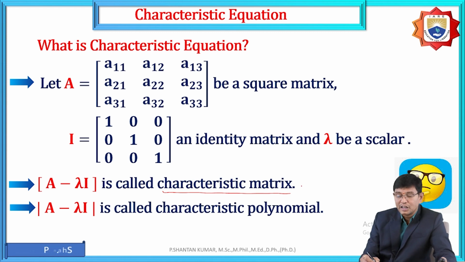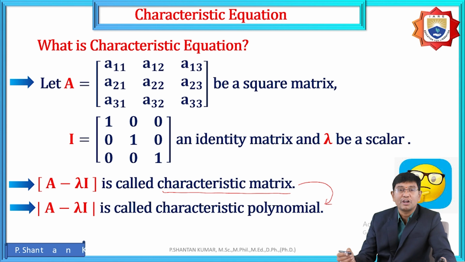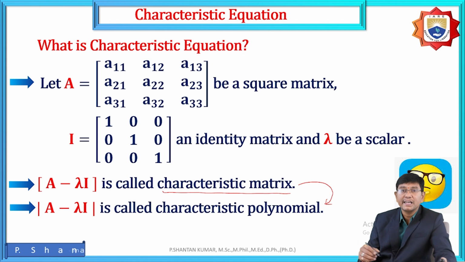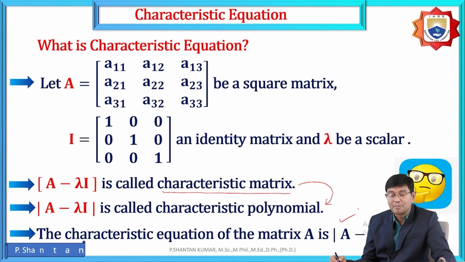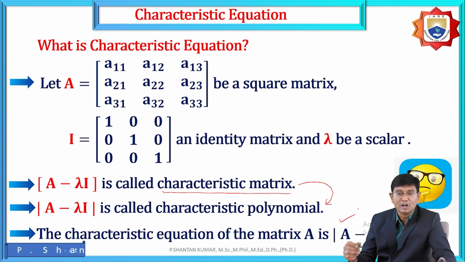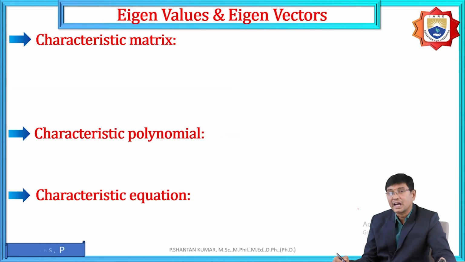That means, with the help of the matrix, we obtain the polynomial. That is the second stage. If we equate the determinant of A minus lambda I to 0, we get the characteristic equation. That means the characteristic equation of the matrix is the determinant of A minus lambda I equal to 0. By solving that equation, we get the values, and those values are called characteristic values or eigenvalues.